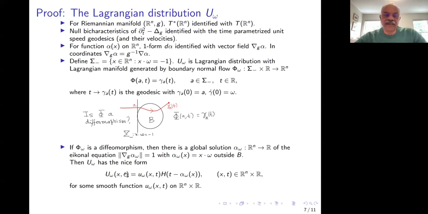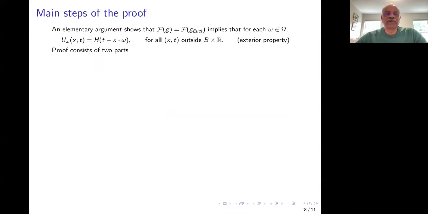And the advantage is when it is a diffeomorphism, these things happen. Okay, and so this point will come up again. So the main step on the proofs, there are two main steps, okay?